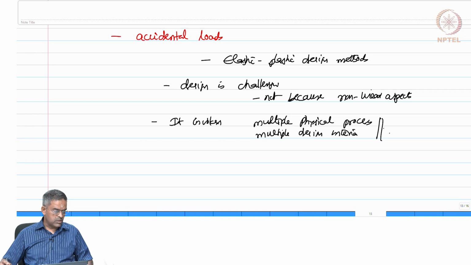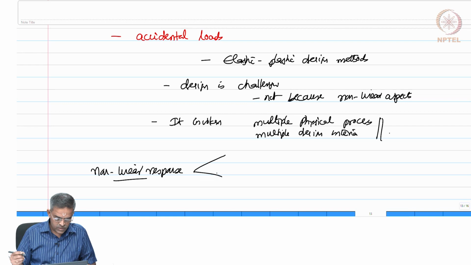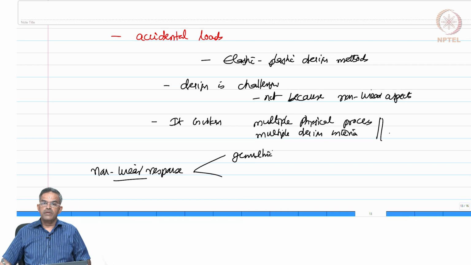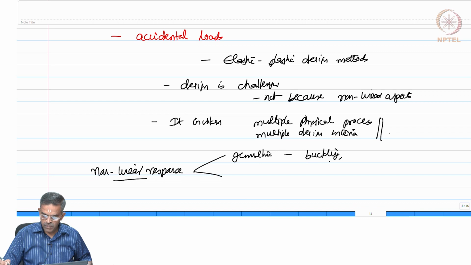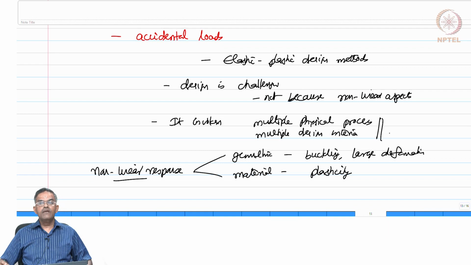The nonlinear structural response of such systems arises from two sources. It can come from geometry, which we call geometric nonlinearity, which refers to buckling, large deformation, etc. It can also come from material nonlinearity, which we call plasticity. So, we must know how to handle the design of steel structural systems under both nonlinear response categories for buckling and plastic loads, which we will discuss in this course.